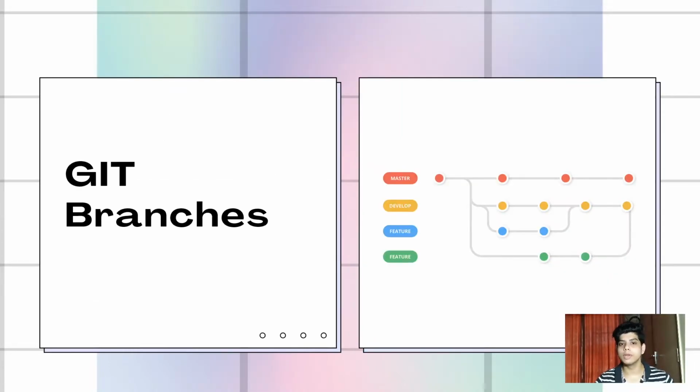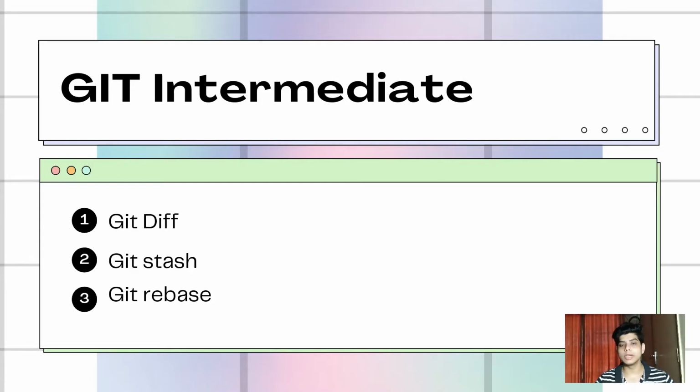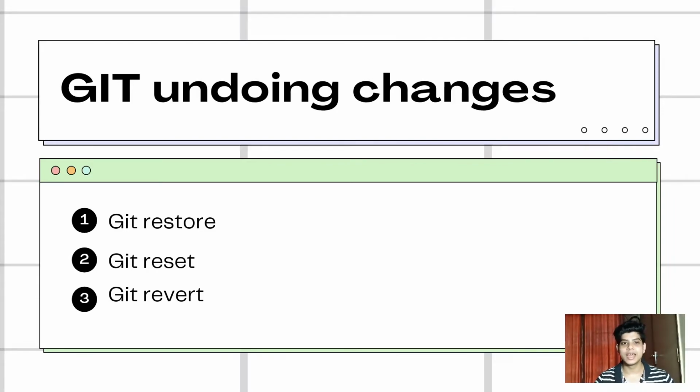Then we will be talking about Git branches, which is one of the important features that Git provides you. So yes, we will have a dedicated video for Git branches. Then we will move to some intermediate concepts like diff, stash, rebase. What are these? Again, if you don't know this, we are going to cover that. Then we will also be talking about undoing changes, like time traveling, restoring some changes, reverting back, all that.